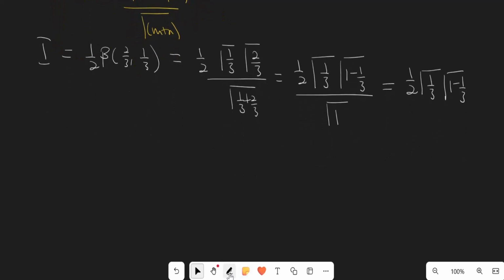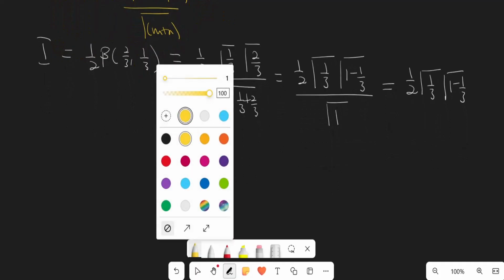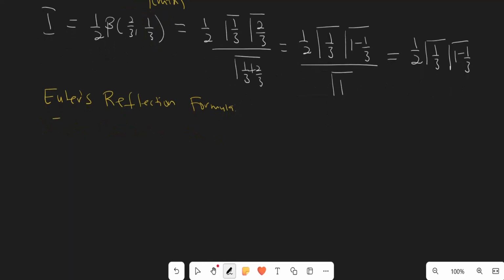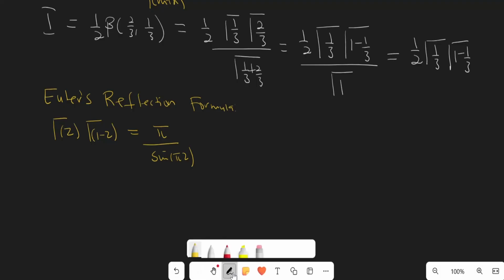Cool result. Now we are going to use a formula called Euler's reflection formula, or some people just call it the reflection formula in short. Euler's reflection formula says that if we have gamma of z times gamma of 1 minus z, this can be written as pi all over sine of pi z, or pi times cosecant of pi z. So if we have gamma of z and gamma of 1 minus z, that can be expressed like this.